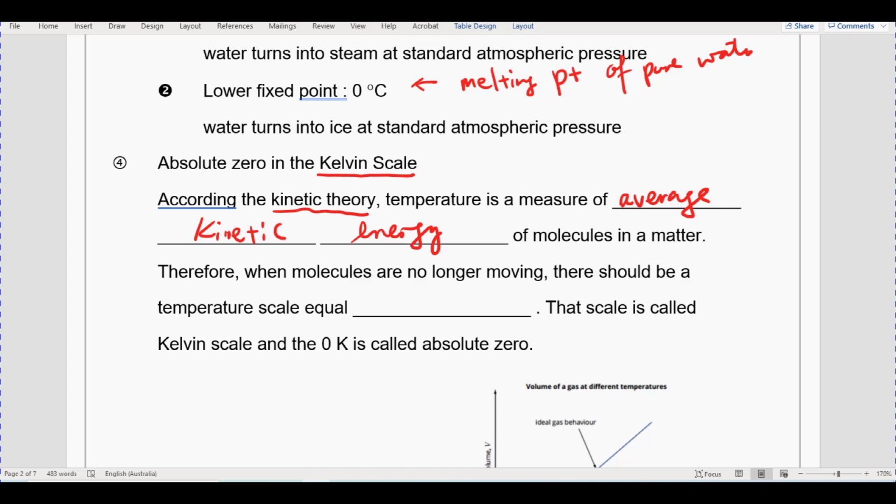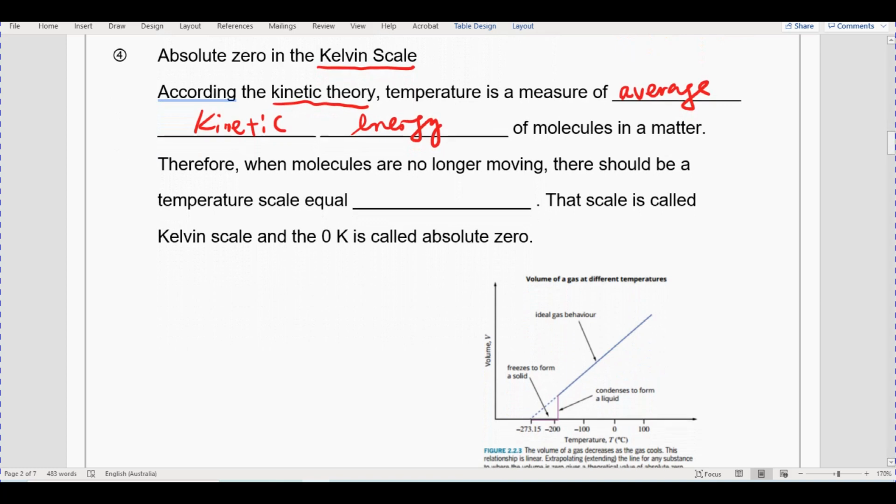Since temperature measures the average kinetic energy, a sensible question to ask is, what happens when those molecules are no longer moving? That means the kinetic energy will drop to zero. At that temperature, what should the temperature scale equal? If you think about this, you can look at it. I'll try to zoom in for you.